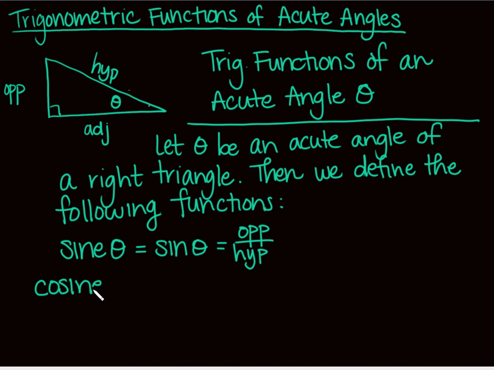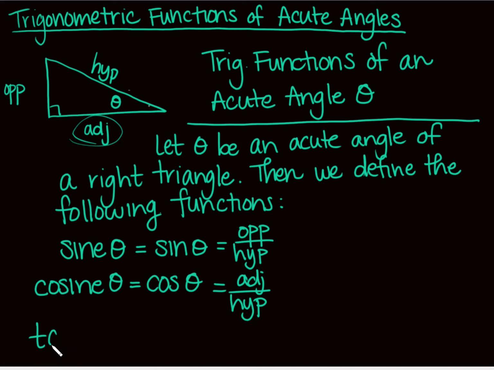Sine is one of the functions. Cosine is another one of the functions. The abbreviation for cosine is COS of theta. How do we find cosine? We take the adjacent side to theta, so that would be this side right here, and I'm going to divide it by the hypotenuse. And then finally the tangent of theta, which we abbreviate TAN.